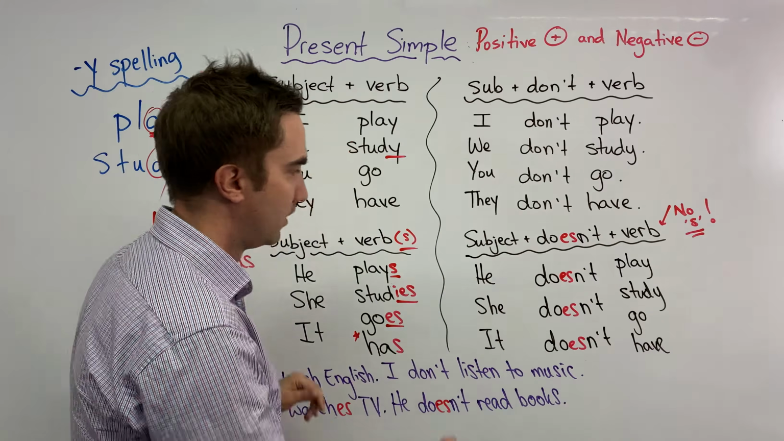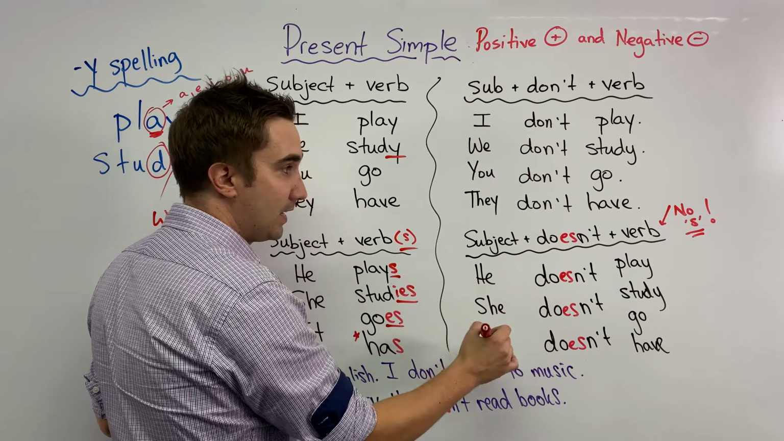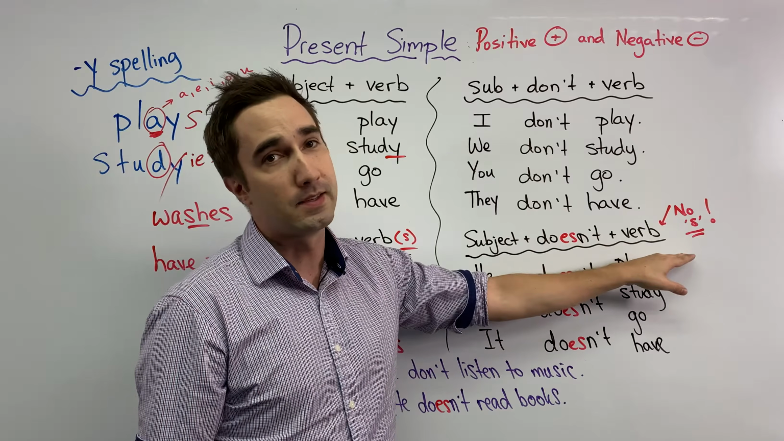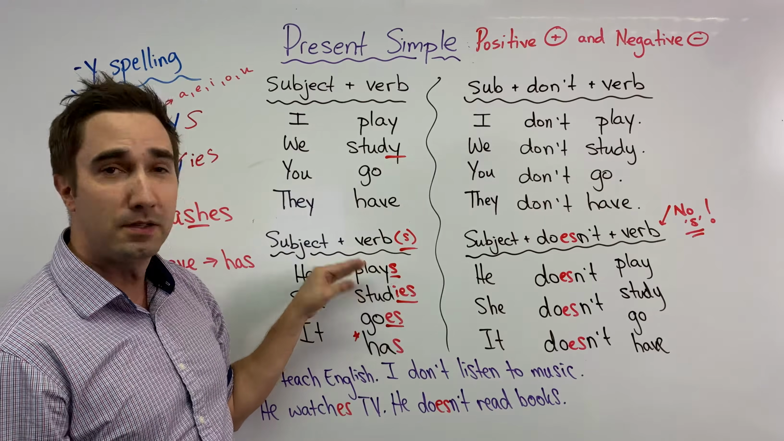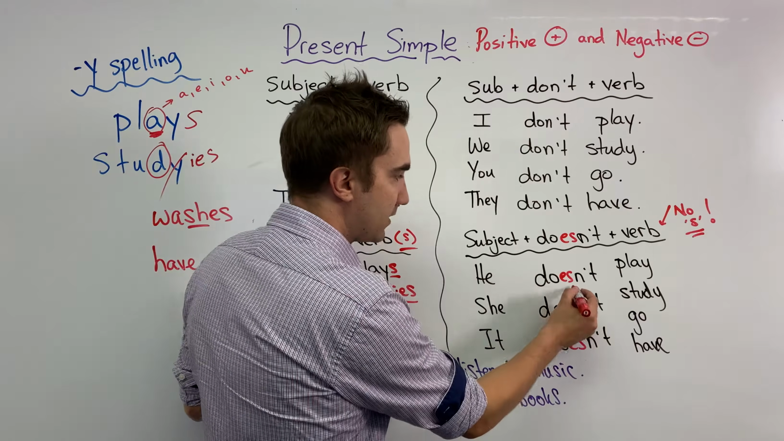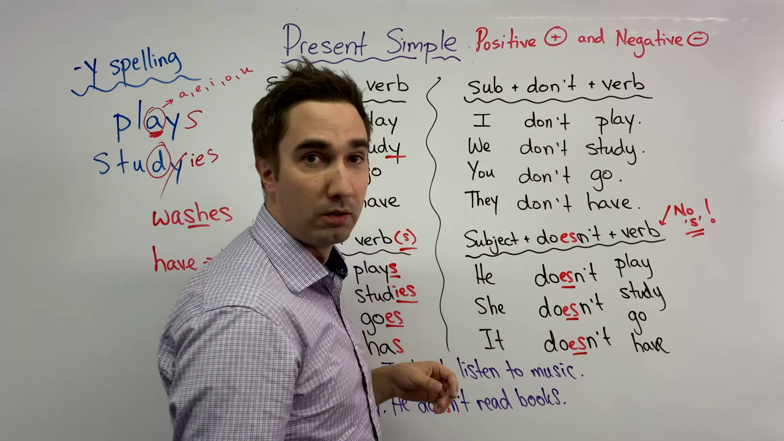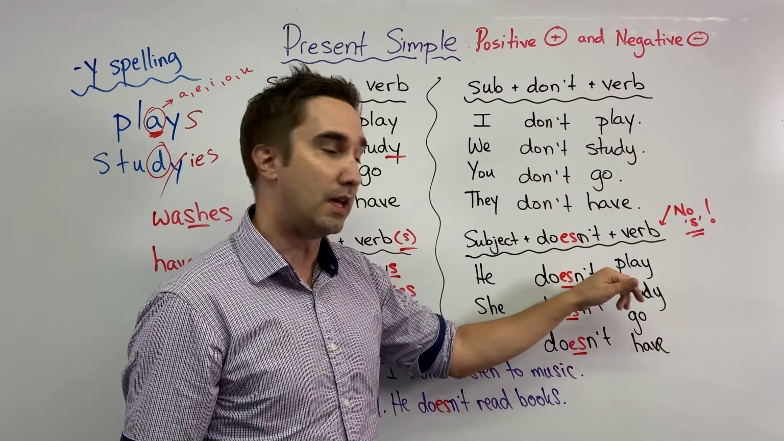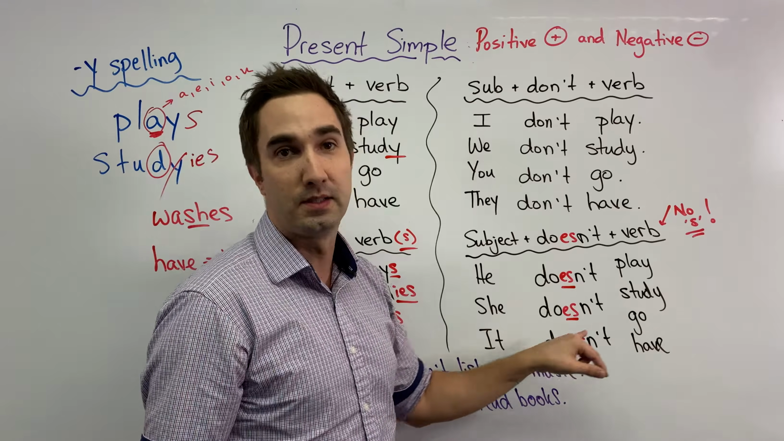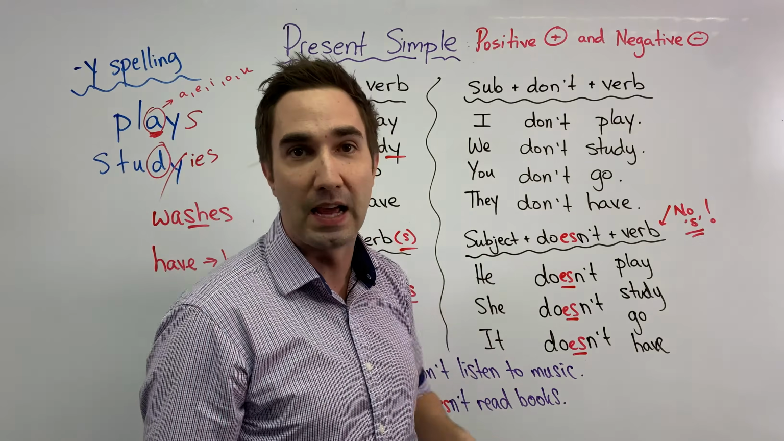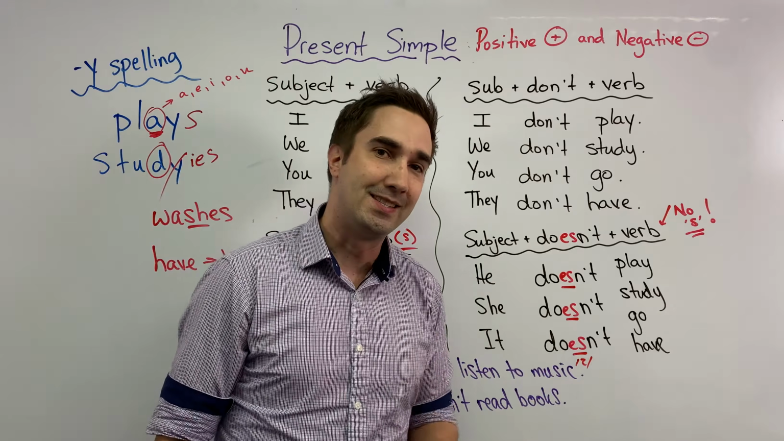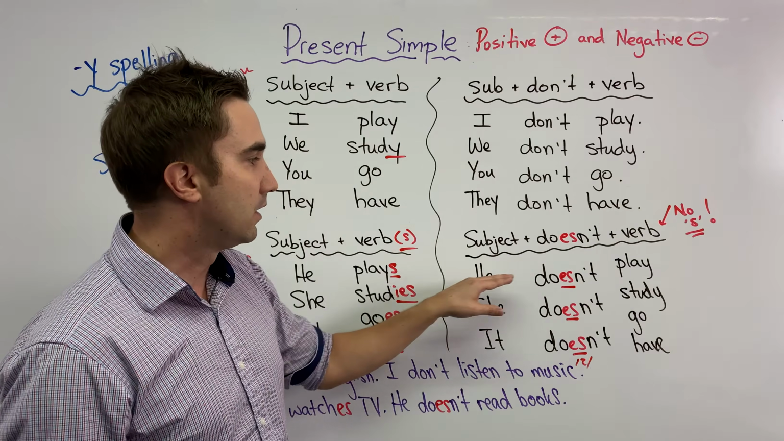Right? All right. With he, she, and it, it's subject plus doesn't plus verb. No S on the verb. Here we have S. Here, no S. Okay. Why? Because the S is here. Okay. He doesn't play. She doesn't study. It doesn't have. Doesn't have. Okay. This has a Z sound. This has a Z sound. Doesn't have. Okay. He doesn't play.